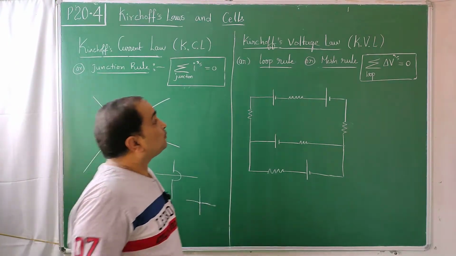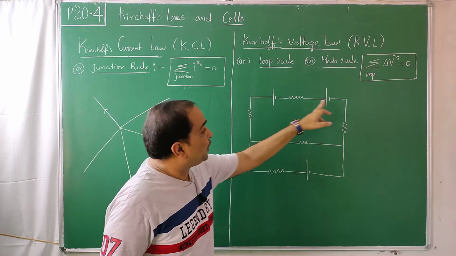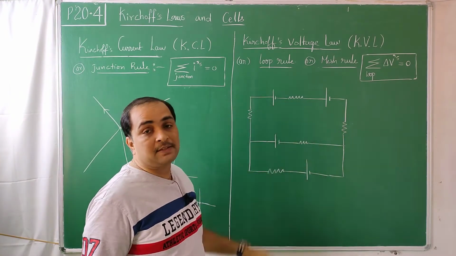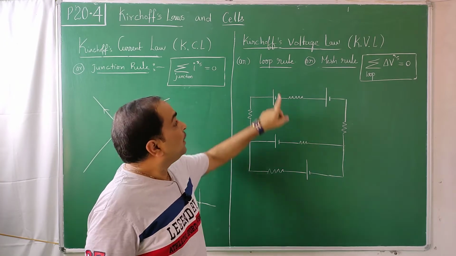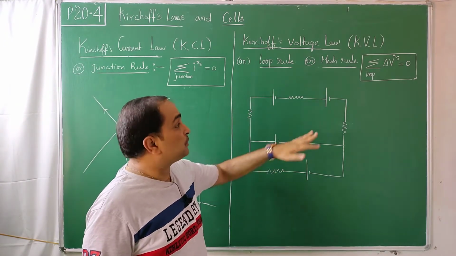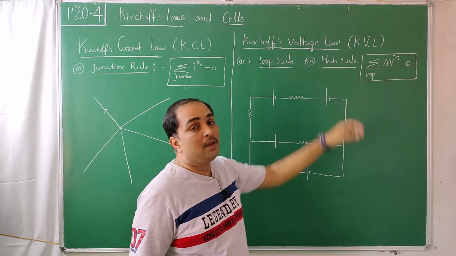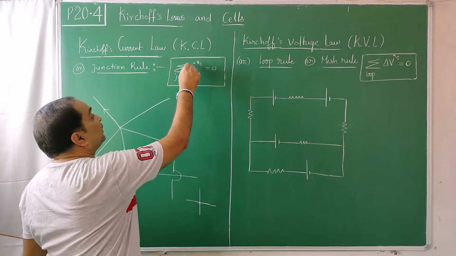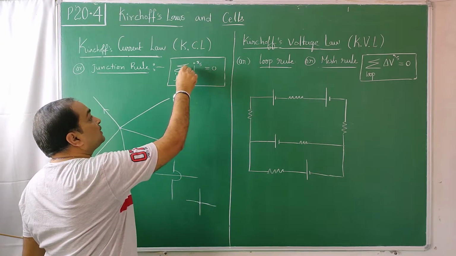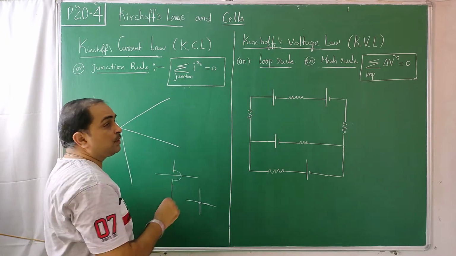And here is the loop rule. You start from one point, traverse a loop and come back to that point, or multiple loops look like a mesh. Basically the junction rule is stated like this: the algebraic sum of currents at a junction is 0.